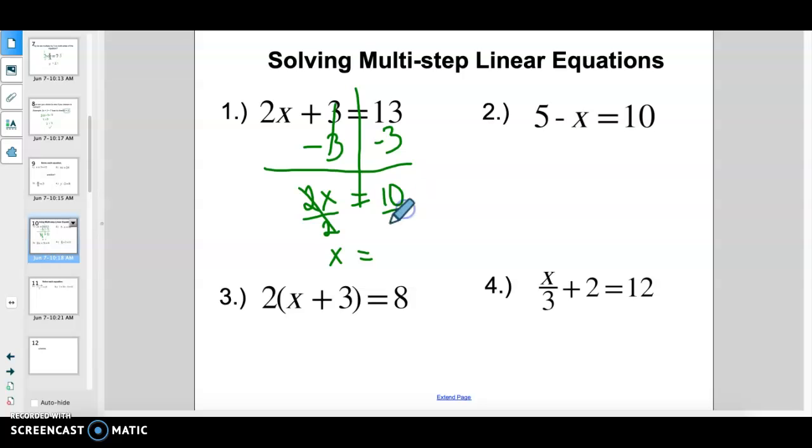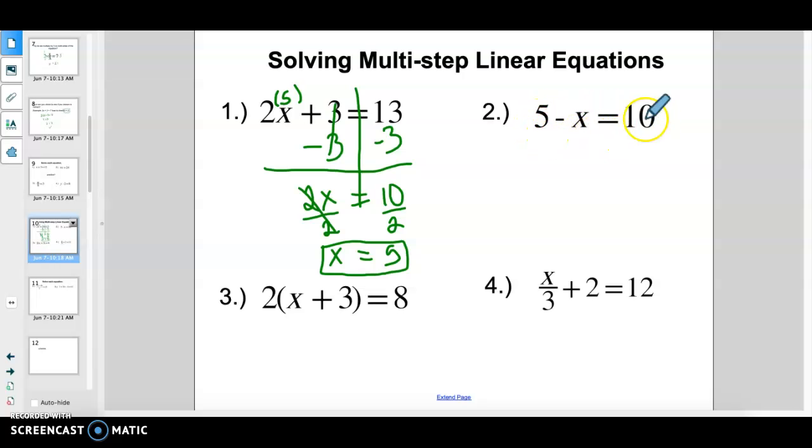And if I do it to the left side, I also have to do it to the right side, so 10 divided by 2 is 5. So we're left with x equals 5. And don't forget, if you're ever unsure of your answer and you want to double check, you can just plug it back in. So you've got 2 times 5 is 10, 10 plus 3 is 13. So we know we got the right answer. Let's check out another one.